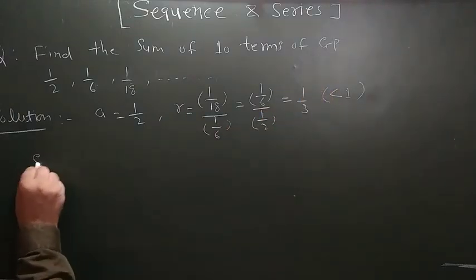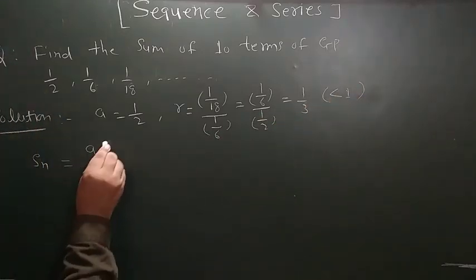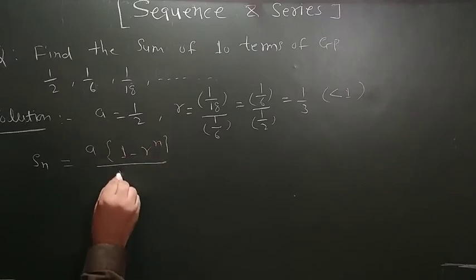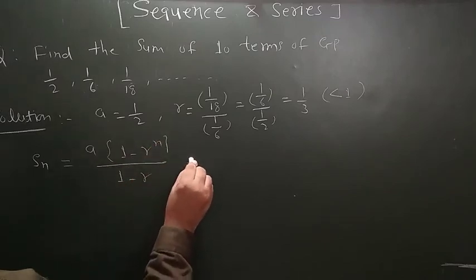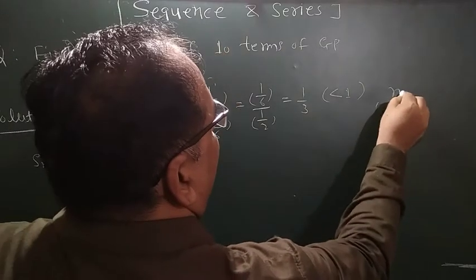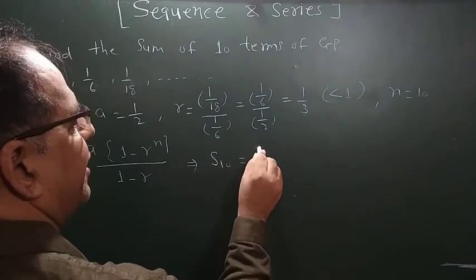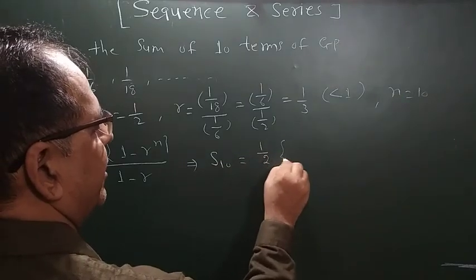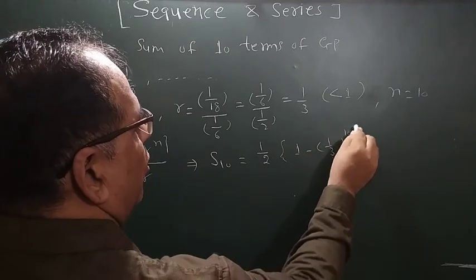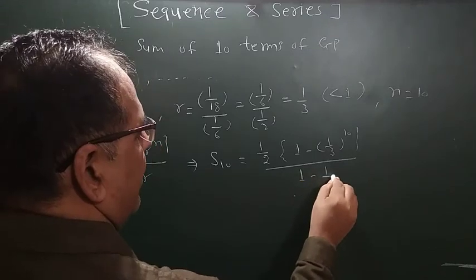Now apply the formula. When the common ratio is less than 1, Sn equals A times (1 minus R to the power n) upon (1 minus R). Here again n equals 10. So S10 equals A means 1 upon 2, times (1 minus the common ratio 1 upon 3, whole power 10) upon (1 minus 1 upon 3).